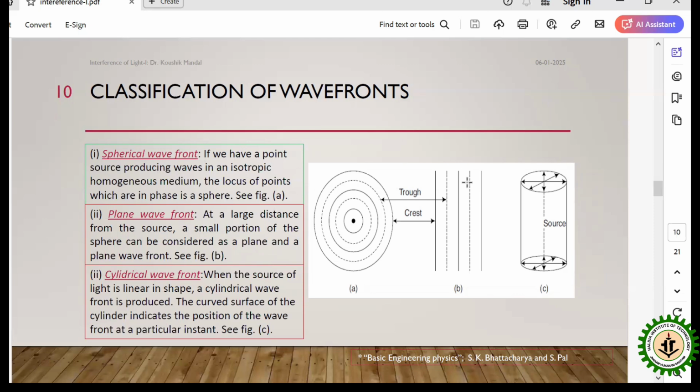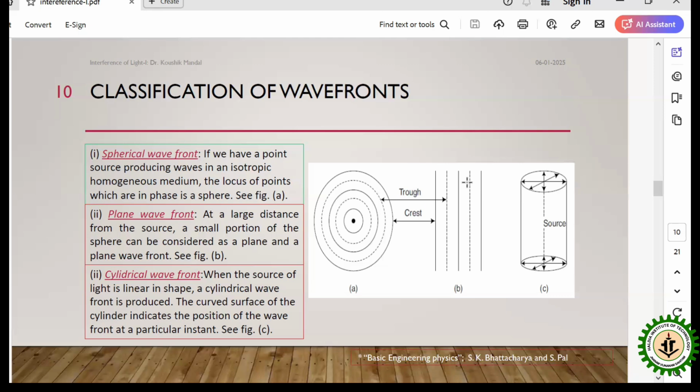You can see in the figure A. Plane wavefront. What is the plane wavefront? At a large distance from the source, a small portion of the sphere can be considered as a plane. I mean, the radius of the sphere is very large. If you consider the radius of this sphere is very large, then you can consider a small portion of the sphere as a straight line. So this is the plane wavefront. You can see this in the figure B.